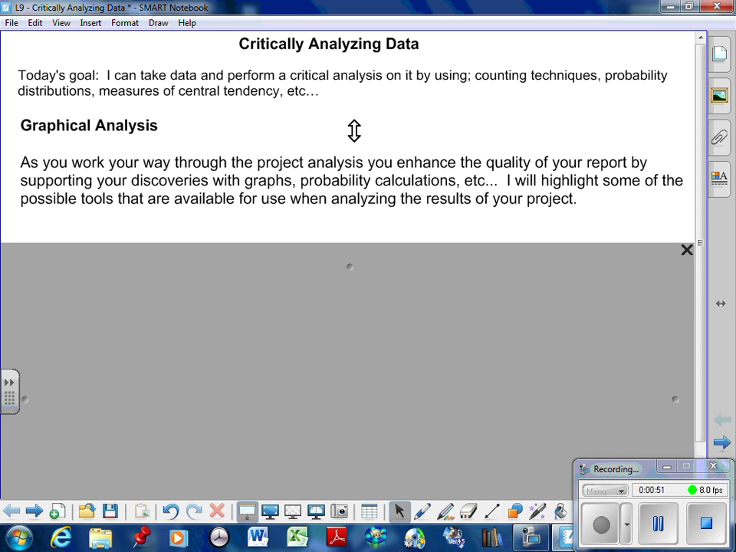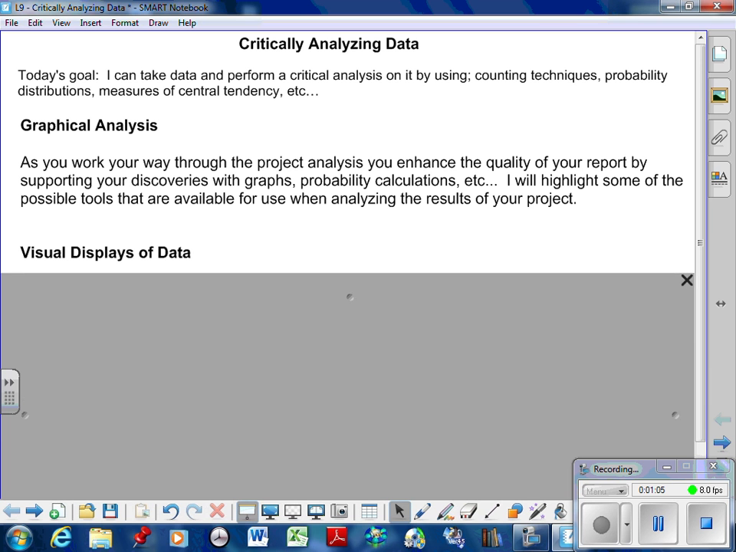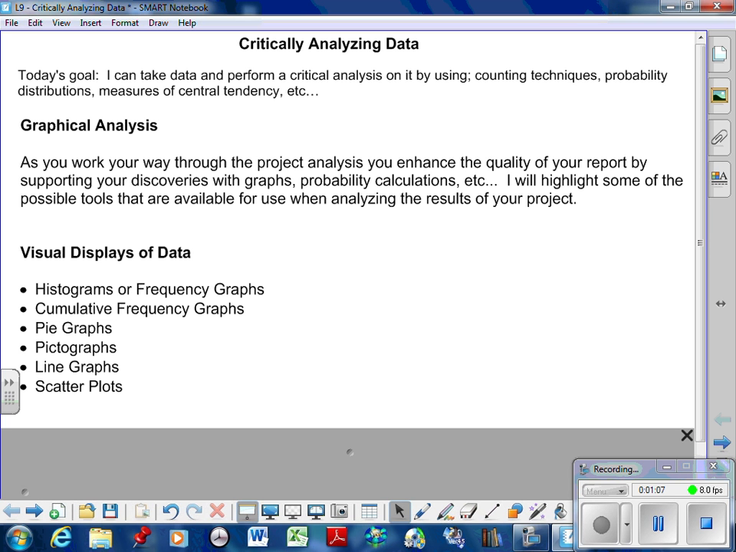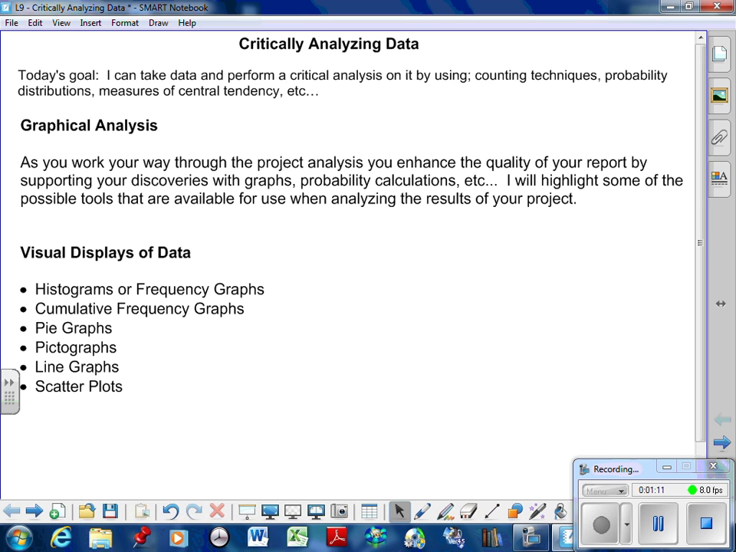From the spreadsheet, you export it, you put it into Fathom. So the spreadsheet allows you to make graphs with the spreadsheet program if necessary. And Fathom also provides you with the opportunity to create graphs and do an analysis of the data throughout. So very, very important.